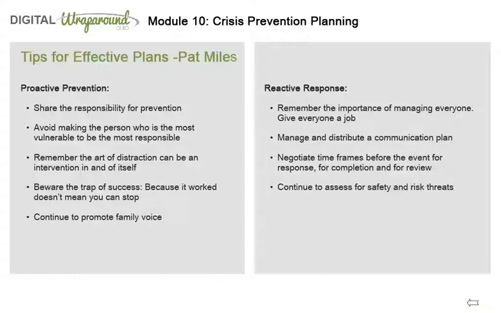Proactive prevention includes sharing the responsibility for prevention among the team. Avoid making the person who is the most vulnerable the most responsible person for implementing the plan. Remember, the art of distraction can be an intervention in and of itself. Also, beware the trap of success. Because it worked doesn't mean you can stop reassessing or working the plan. Lastly, continue to promote family voice in guiding the team's response.